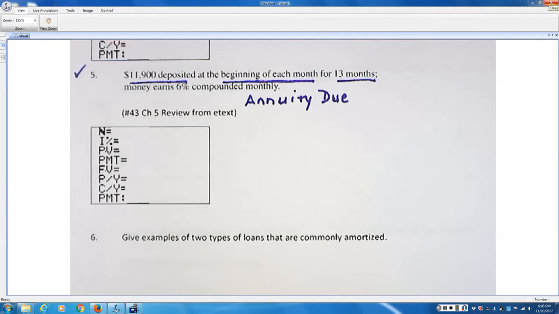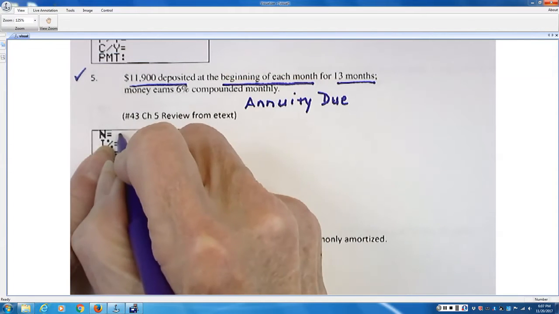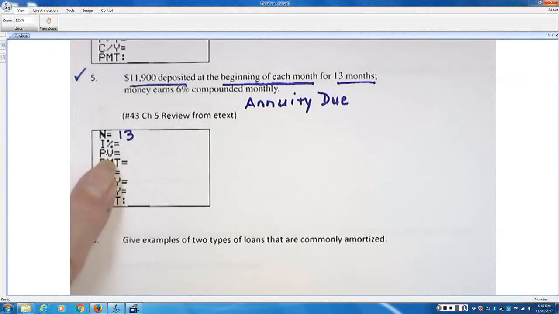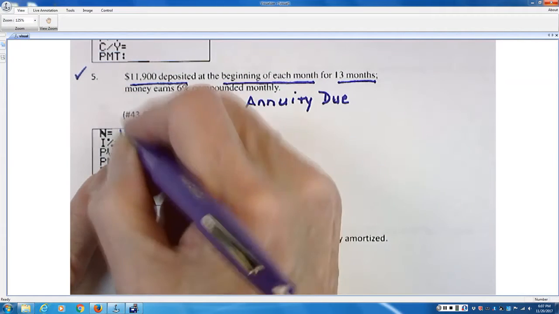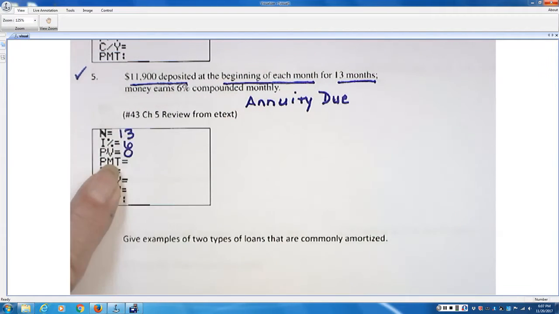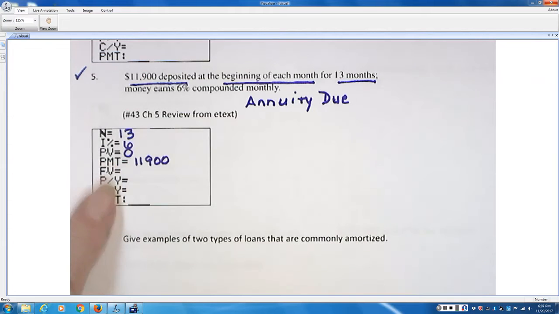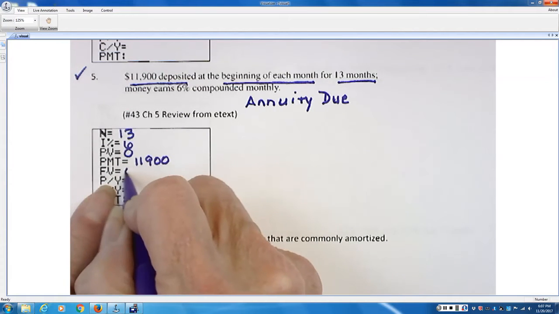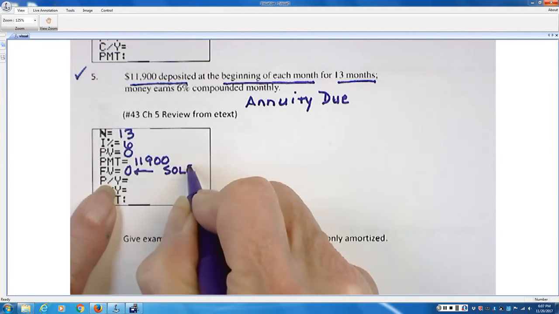is, it says money earned 6% compounded monthly. Okay, you're going to compound it 13 times for the 13 months, and your interest rate is 6%. Your present value, since you're not making a lump sum deposit, is 0. So your payment amount is $11,900. Your future value is what you're going to have at the end, so we'll start out saying that's 0, and then solve for it.